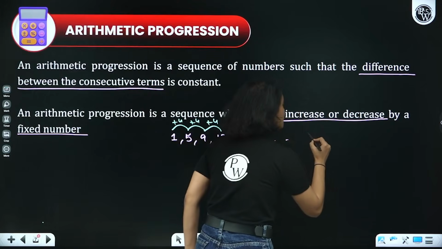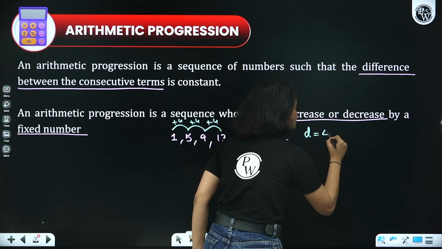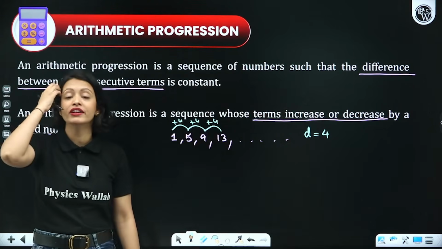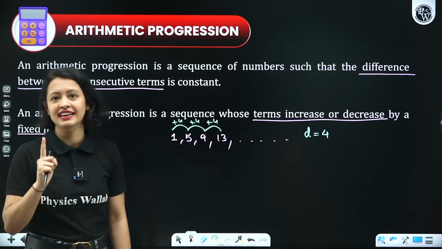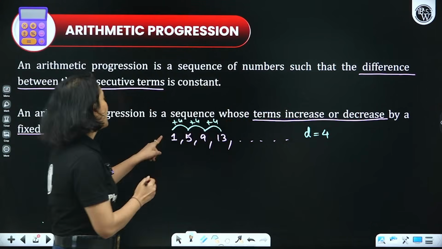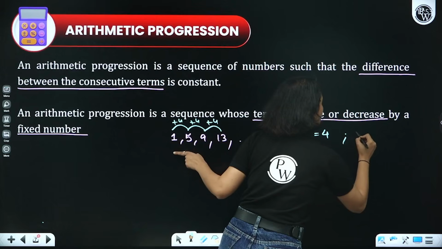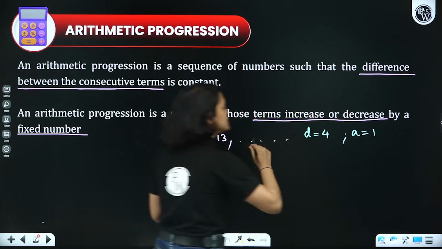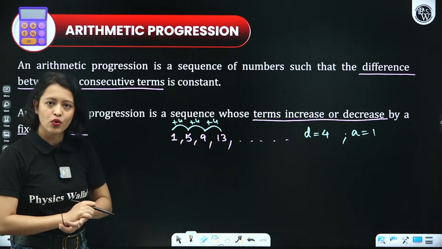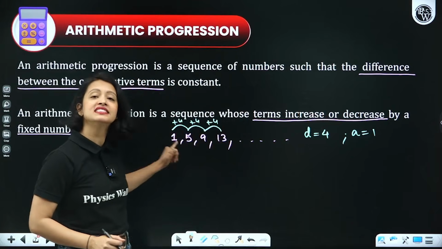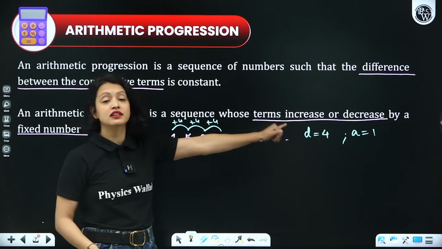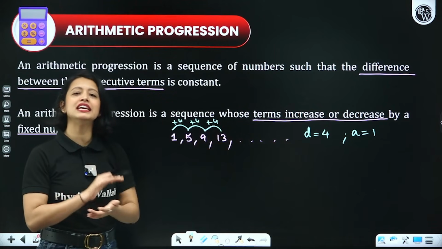That fixed number is called common difference. It's called common difference and it is denoted by D. Understood? And the first term is known as A. These are some of the things that we use in formulas. So you should know that A is the first term, guys, and D is the common difference. Why is D called common difference?